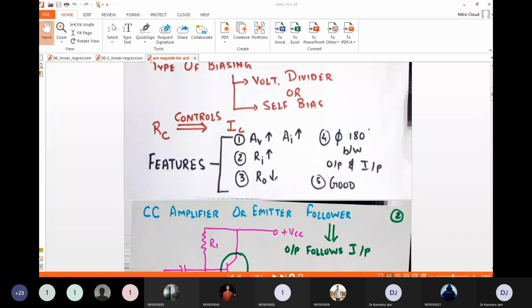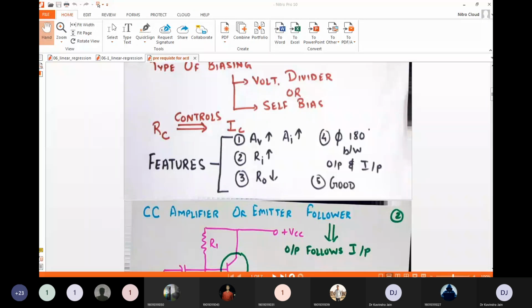Ritu, hello, I hope I am audible. Ritu, what is AV, beta? Sir, voltage gain. Yes, very good. So voltage gain is very high. So Ritu, what is AI then? Sir, current gain. Yes. So AV and AI are very high in case of RC coupled CE amplifiers. That is, voltage gain and current gain are very high.